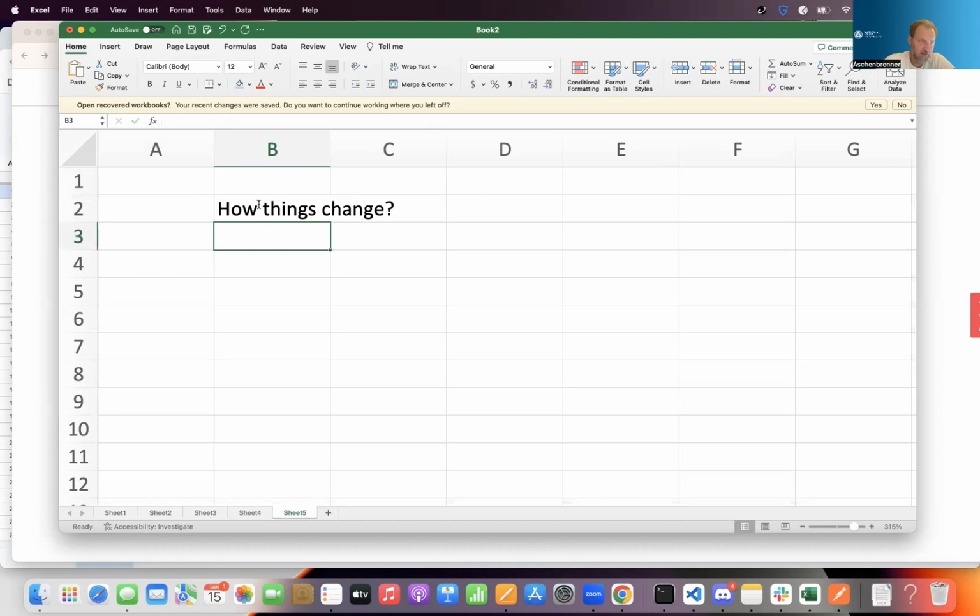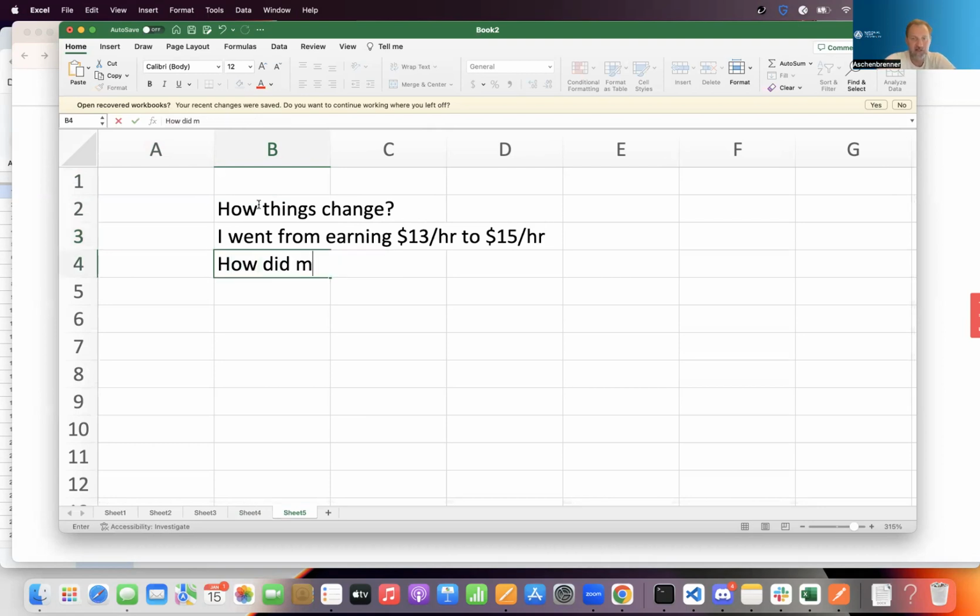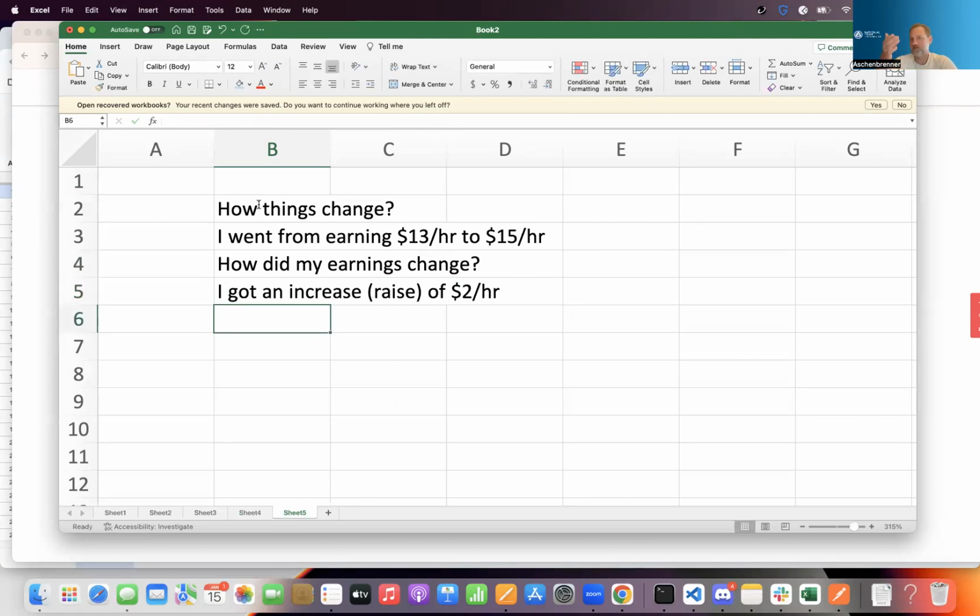So let's say I went from earning $13 an hour to $15 an hour. So how did my earnings change? There's a couple of ways I could quantify this. I could just say I got a raise of $2 per hour. That's an accurate statement. I went from 13 to 15, just subtract, and you find the difference.